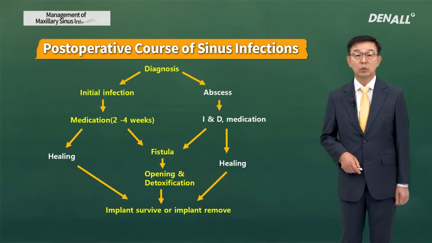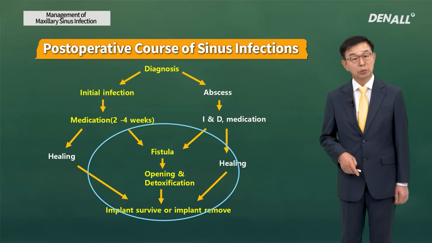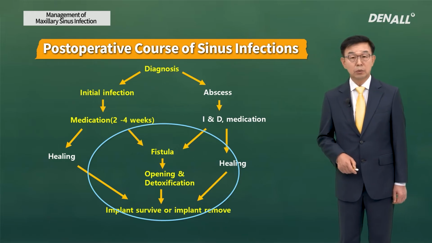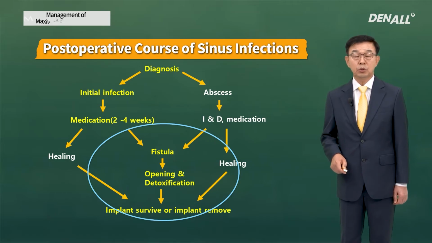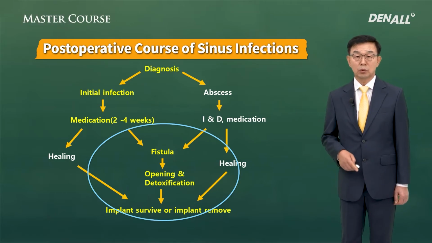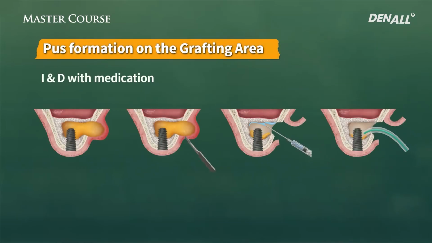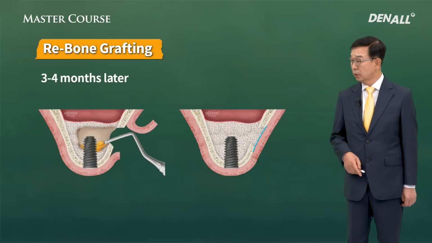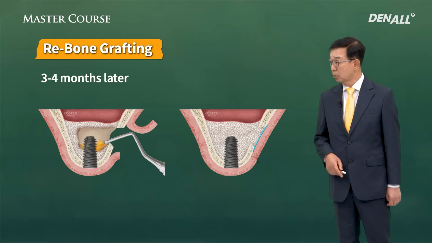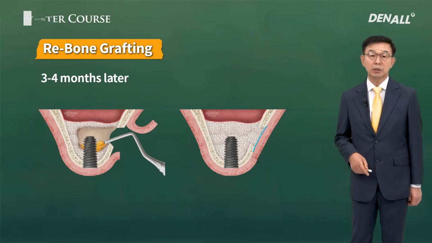Next, I'm going to talk about cases where fistula has been formed. In other words, medication may be insufficient for healing. It can lead to chronic sinusitis and fistula can be formed. This can be observed quite frequently. If there is infection in the grafted area or the sinus, healing cannot be done with just medication. You need to do drainage along with medication. This is very effective. After 3 to 4 months, if necessary, you can do additional bone graft or provide prosthesis.